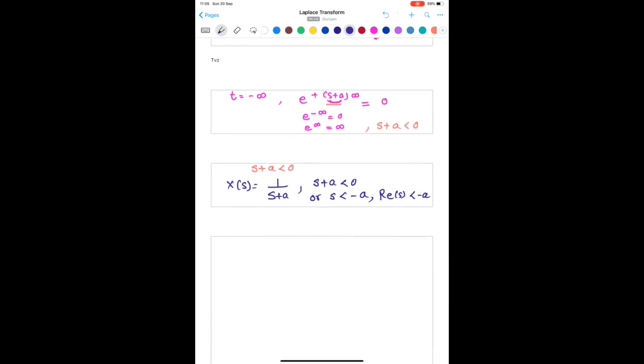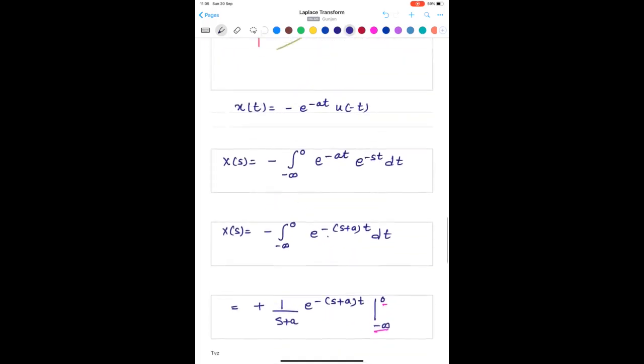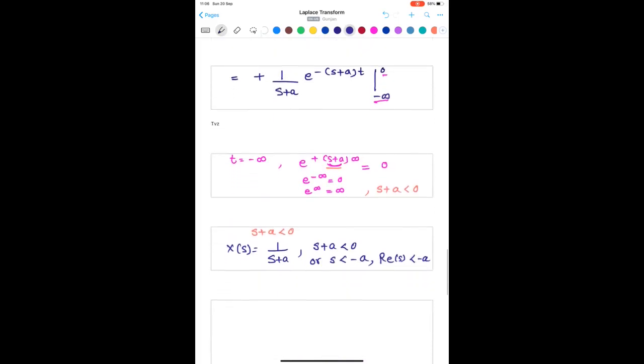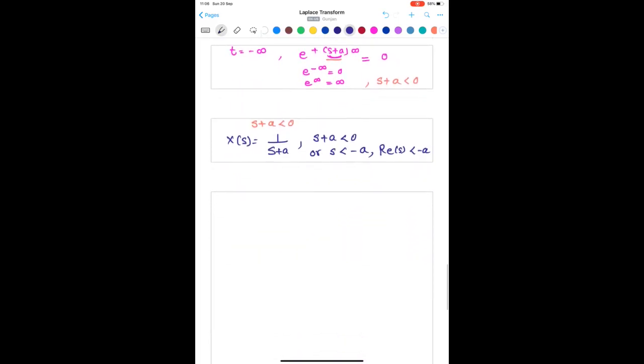here one more thing which I want to highlight is that if you see, the X of s of this is equal to 1 upon s plus a, and the X of s which we find out here is also equal to 1 upon s plus a. That means for both the signals, e raised to the power minus at u(t) and minus e raised to the power minus at u of minus t, they have the same Laplace transform. The only difference is they have different regions of convergence.